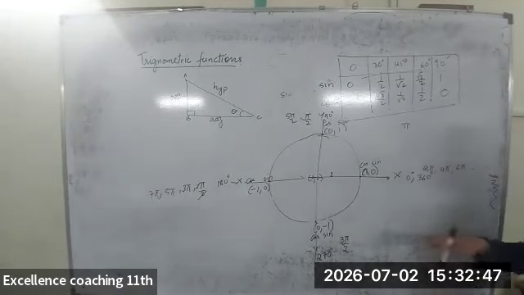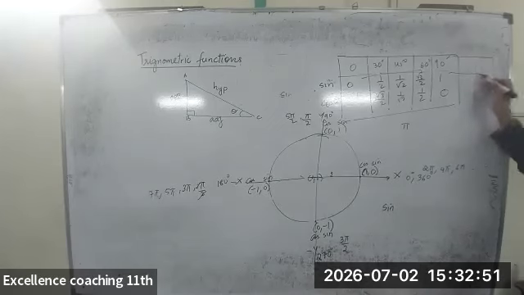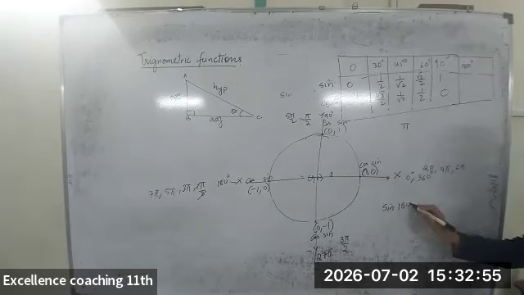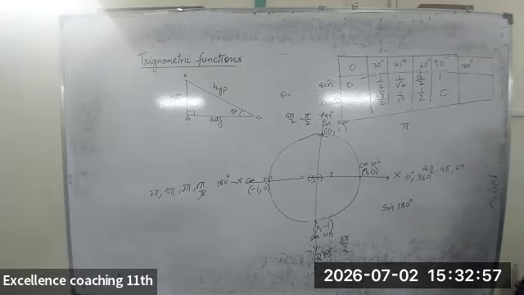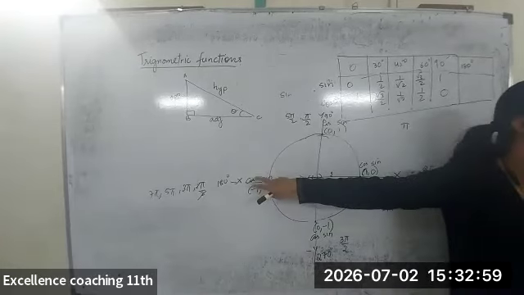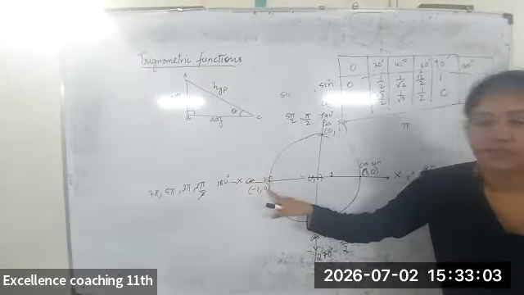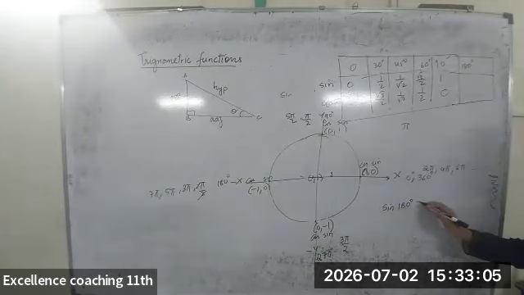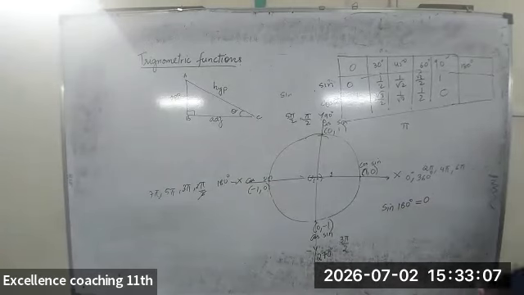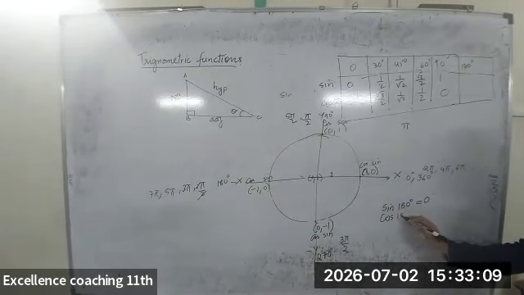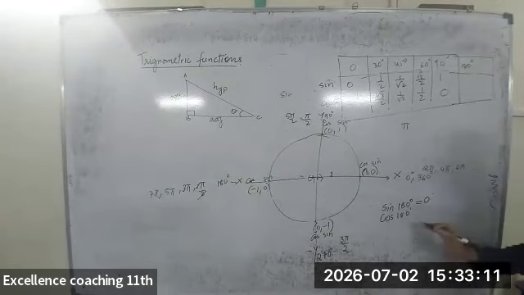Now let us see, we'll add on to this. Sine of 180 we will check. Now look at the circle and tell me which line is 180. On this line, correct? So tell me what is sine of 180? 0. Okay. So cos of 180? Minus 1.